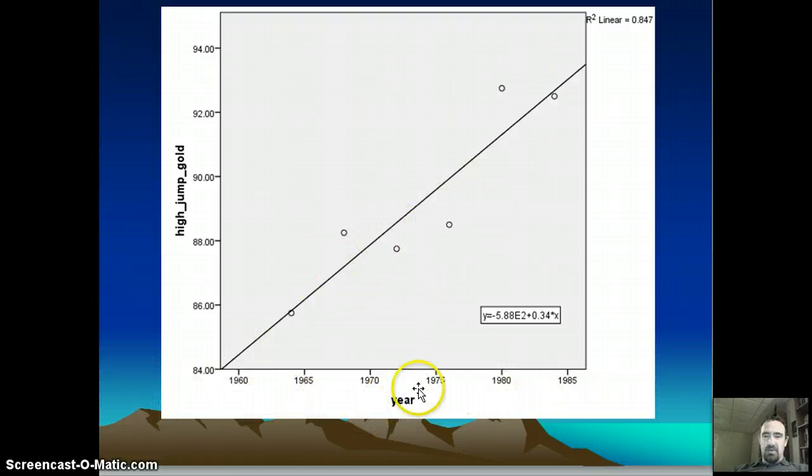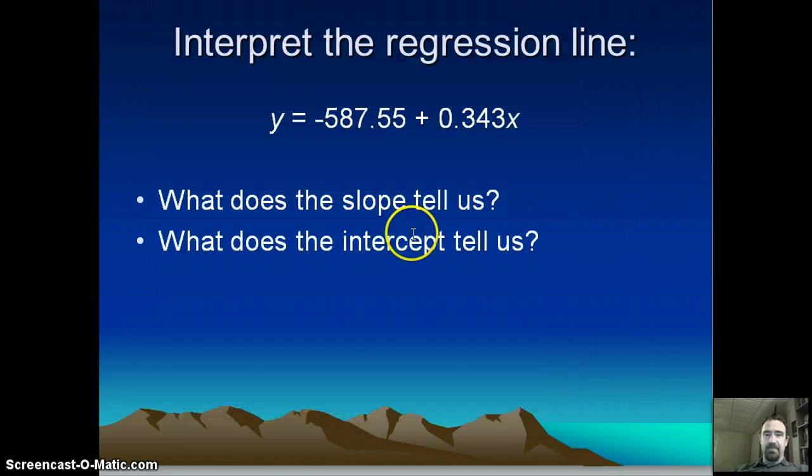What's the interpretation? Well, the x variable is year. So what we're saying is if we go to year 0, the high jump gold, our model would predict negative 587. Well, that's just silly. The Olympics weren't going on in year 0. Nobody could jump negative 587 inches, so not very useful interpretation there. But the slope is always a useful interpretation.